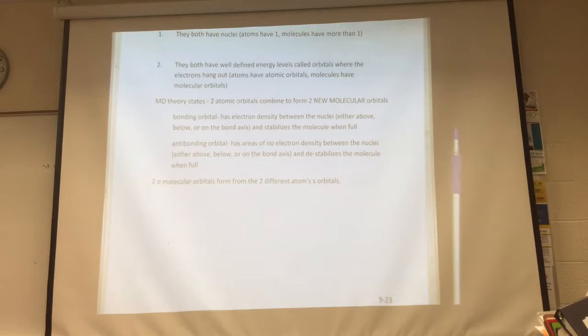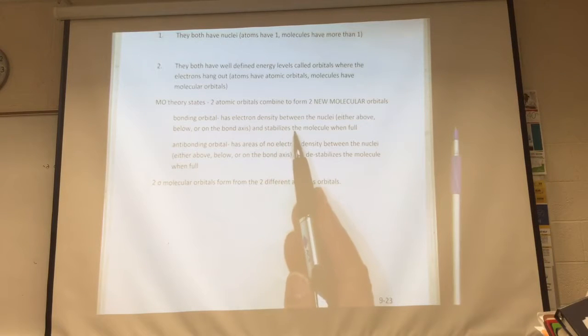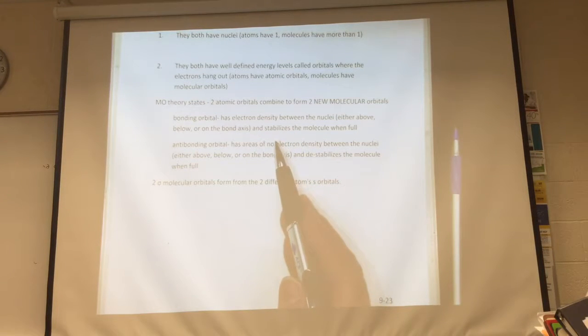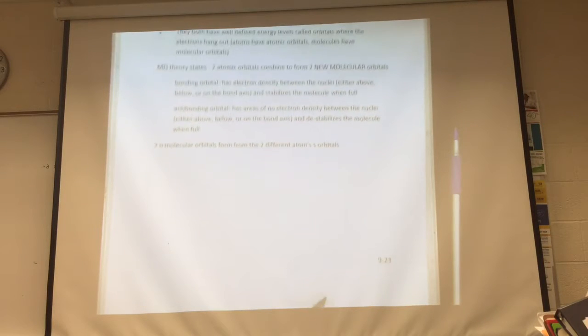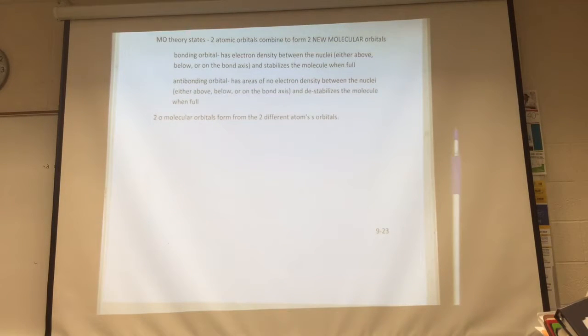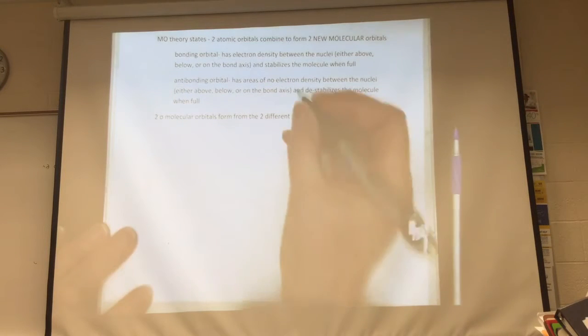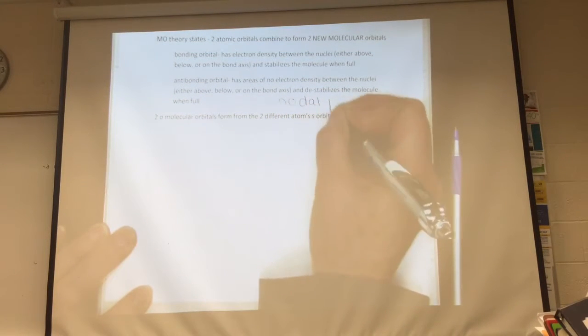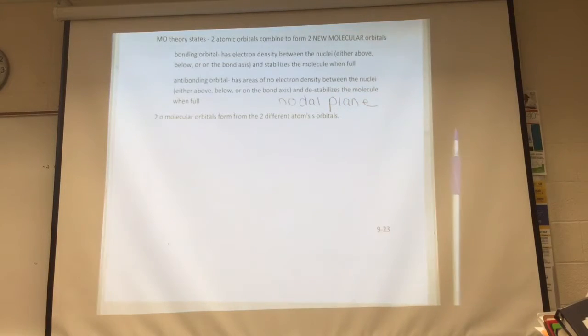Molecules have molecular orbitals. So, MO theory says this: when the atoms come together, two orbitals, one from each atom, combine, and they make two new molecular orbitals that belong to the molecule, not to either of the atoms. They make a bonding orbital where there is electron density between the nuclei, above, below, or on the bond axis, and it stabilizes the molecule when it's full. The antibonding orbital has areas of no electron density. We call this a nodal plane. And this destabilizes the molecule when we put electrons in here.